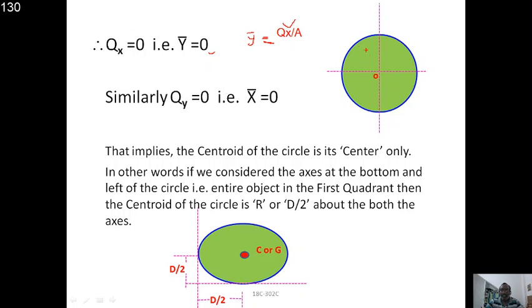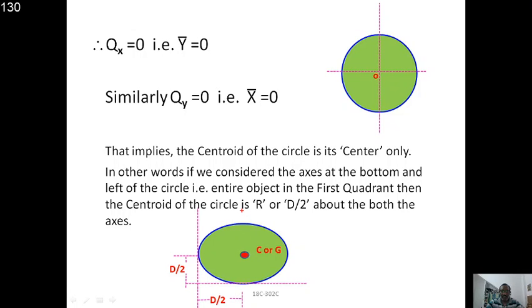Right? Similarly, if I take the strip in the vertical direction and solve for the same thing, I will obtain the same value, x bar equal to 0. So for the centroid of a circle, if the origin or reference axes are at the center, then you get the value of the centroid as 0 comma 0, which is obviously true because the symmetrical axes are intersecting at 0 comma 0, right? In other words, if I take the axes outside of the circle, that is the leftmost point and bottommost point as shown in this figure.